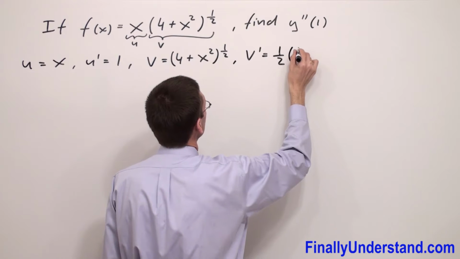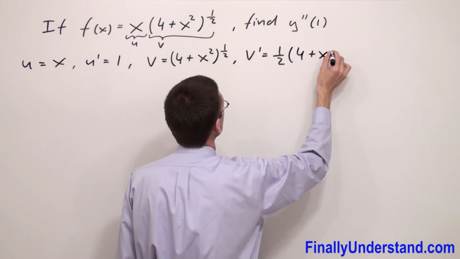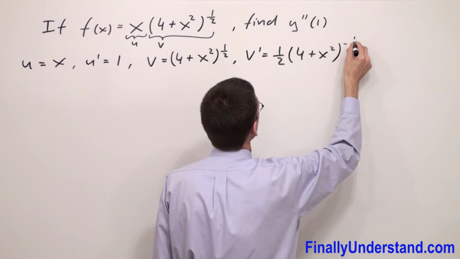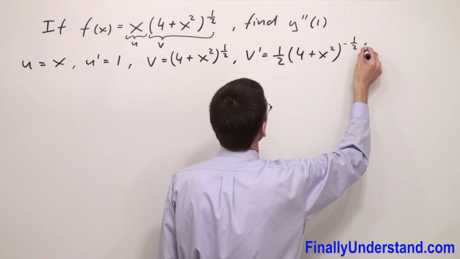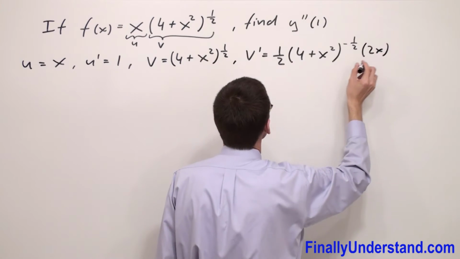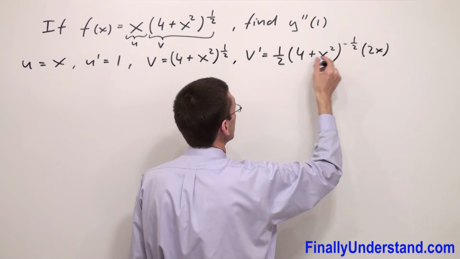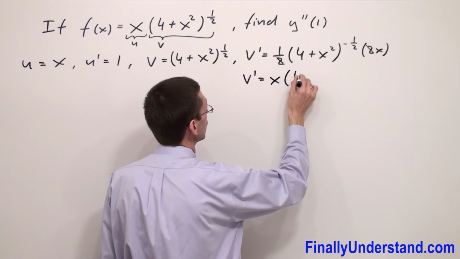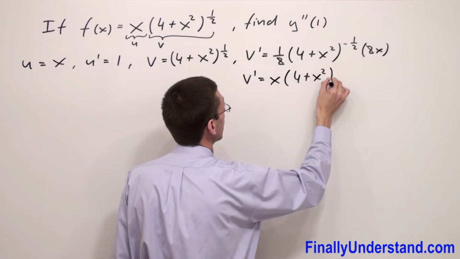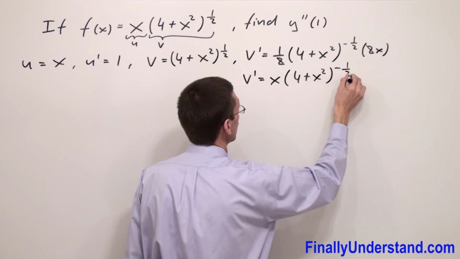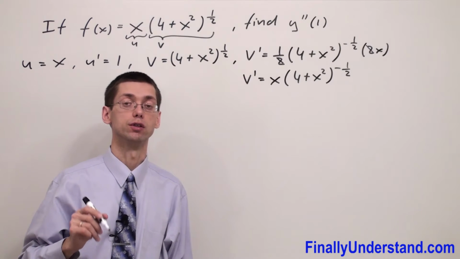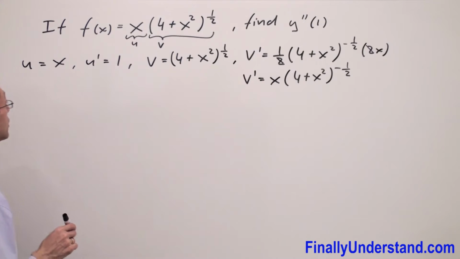1/2 times 4 plus x to the second power to the negative 1/2 times 2x. Okay, so 2 and 2 will cancel out. So we can rewrite v prime is equal to x times 4 plus x to the second power to power negative 1/2. Next, we're supposed to use the formula for the derivative of the product.